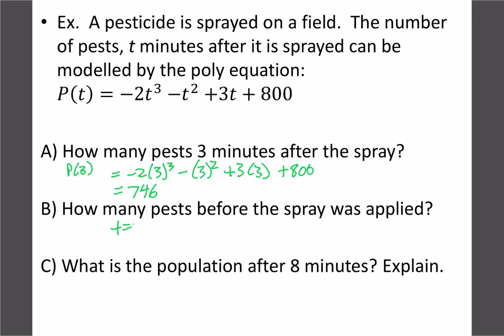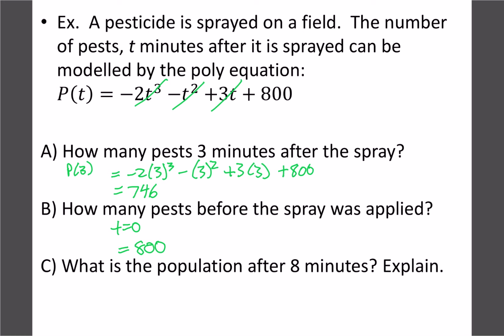Part B is asking how many pests there were before the spray was applied. That's going to occur at time 0, right, before we start to do anything. You can put 0 into the equation, but we can see that wherever there's a t, that's going to equal 0. So basically what we're looking for is our y-intercept, which would be 800. That means we started with 800 pests. We start spraying it, and after 3 minutes we were down to 746.